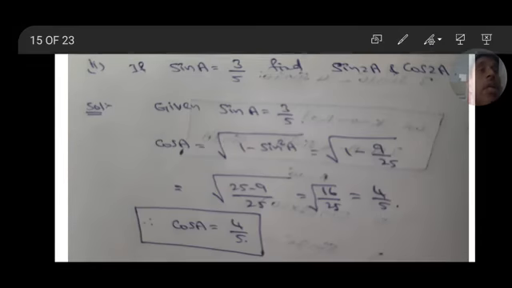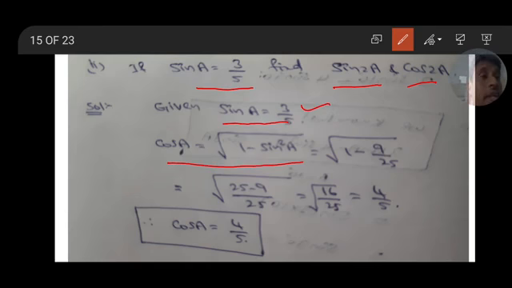So first we need to find cos A, then substitute in the formula. Next problem, same type of problem. Sin A equals 3 by 5, we need to find sin 2A and cos 2A. Given sin A equals 3 by 5, cos A equals square root of 1 minus sin square A, which is square root of 1 minus 9 by 25. LCM 25, so 25 minus 9 is 16 by 25, and square root of 16 by 25 means 4 by 5. That is cos A equals 4 by 5.